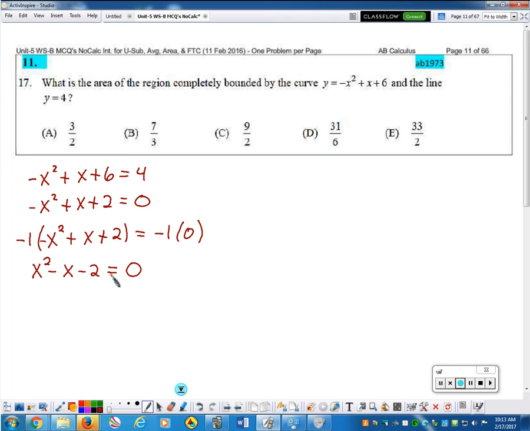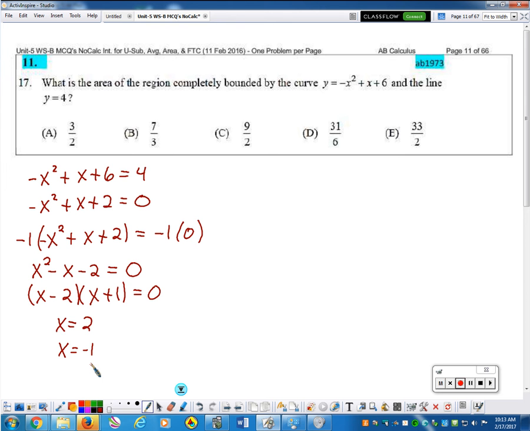So x minus 2 and x plus 6. Nicely done. So now I know the intersection. So we good there? Okay, next thing, to do the integral properly, we need to know which function is on top, which is on bottom.